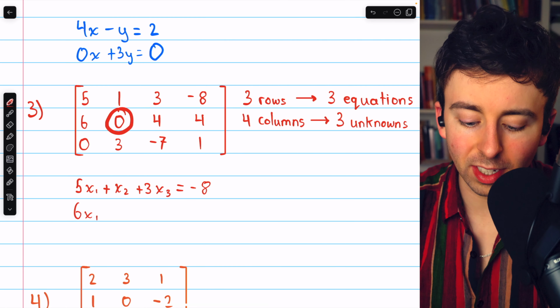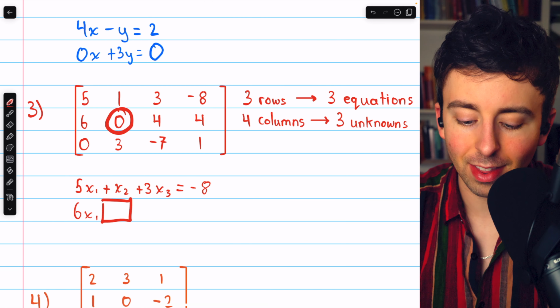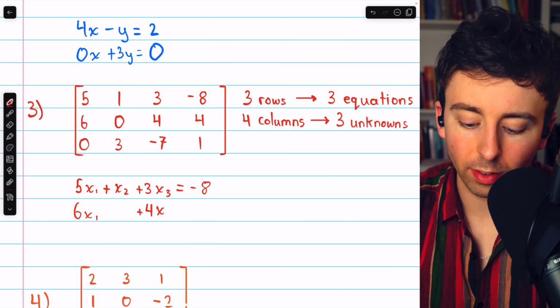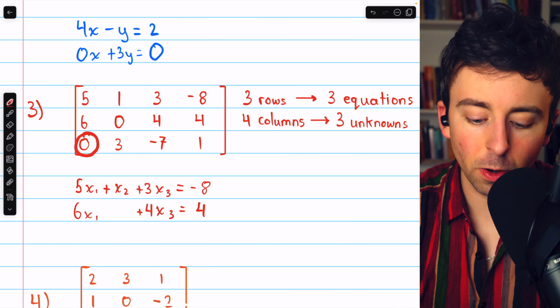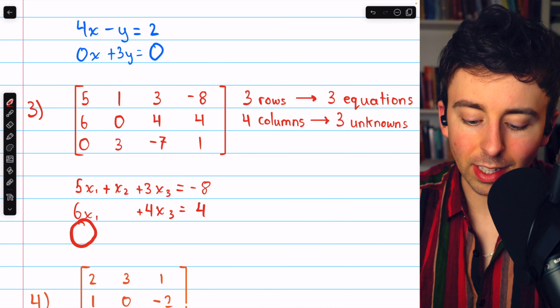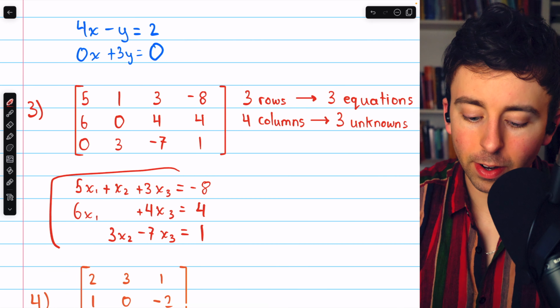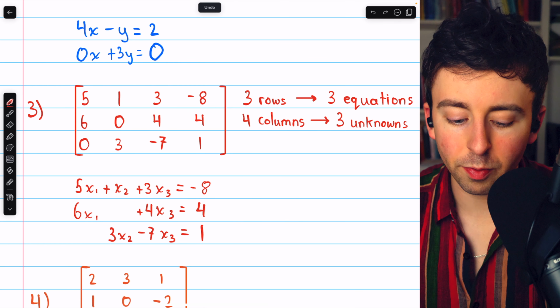Since this entry is a 0, we can just leave blank space there representing the lack of an x2 while keeping our equations all organized. Same thing here, there are no x1s, we'll just leave blank space so that everything stays nicely aligned. And there is our system. Let's move on to our final example.